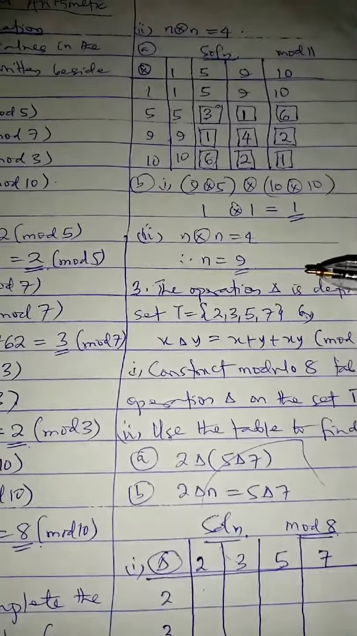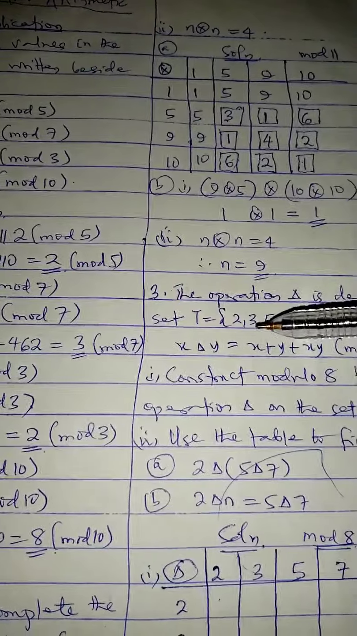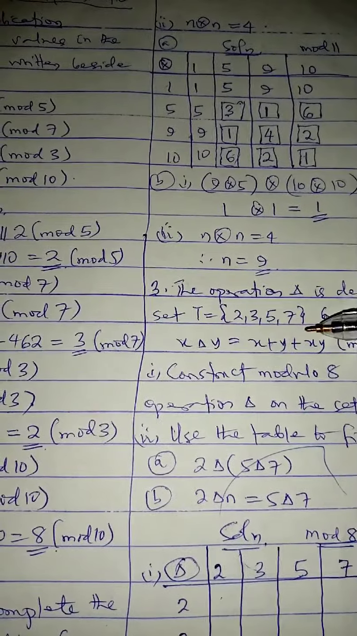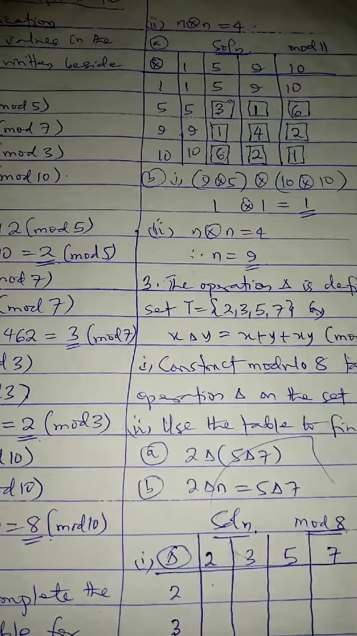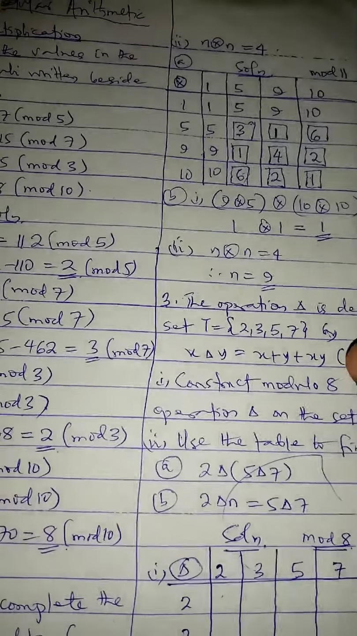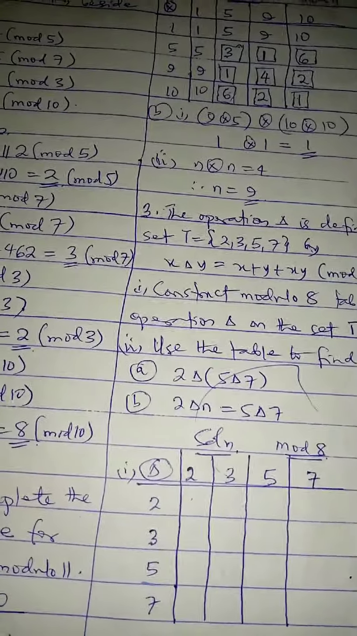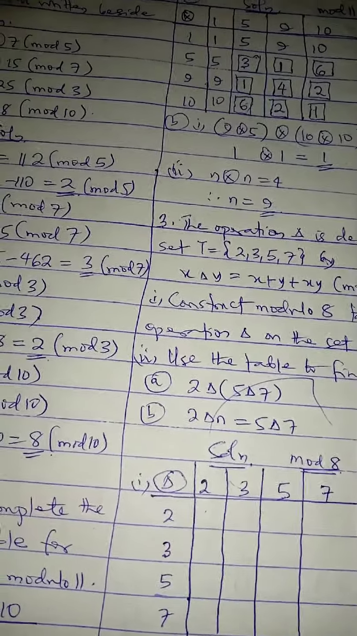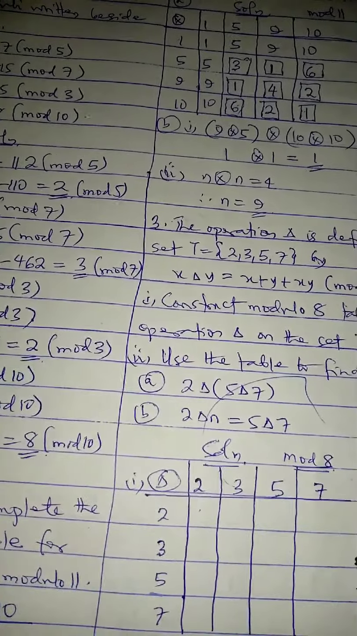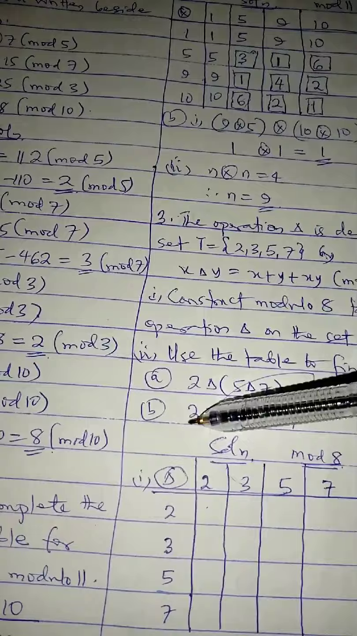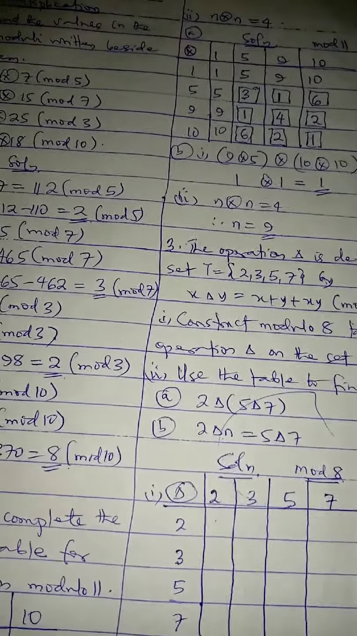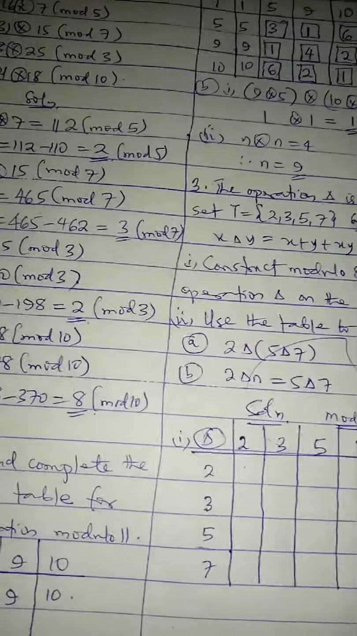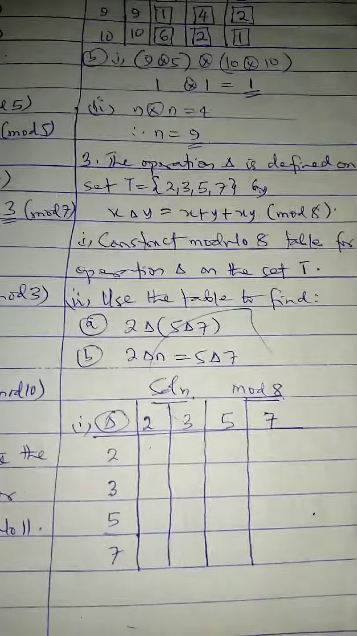Number 3, the operation triangle is defined on the set T {2, 3, 5, 7} by x triangle y. In mod 8, you have to construct a modulo 8 table for the operation on the set and use the table to find a and b given. You make your table this way.